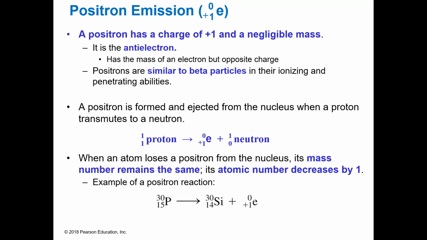A positron, this one's a fun one because it's a positive electron. It has a charge of +1. It doesn't have much mass at all. Some people call it an anti-electron. It's very similar to a beta particle as far as how they ionize and penetrate. It's formed when you eject from the nucleus, you transmutate a proton to a neutron. When the atom loses the positron from the nucleus, its mass number stays the same, but its atomic number decreases by 1. So my example here was phosphorus 30. Phosphorus's number is 15. It goes down by 1 number, and so that number defines what the element is, so that's why it changes into silicon.